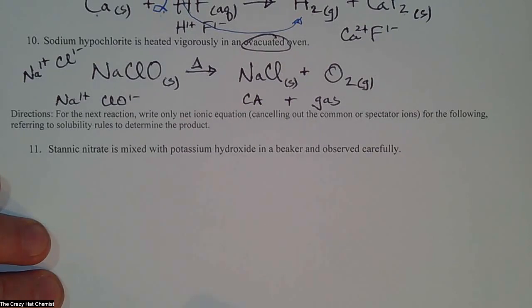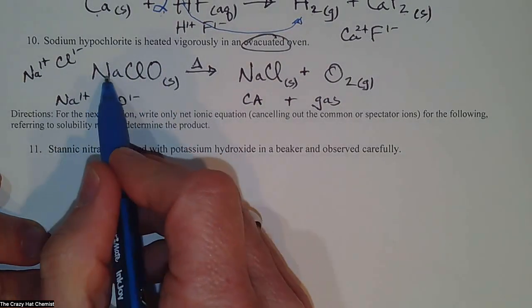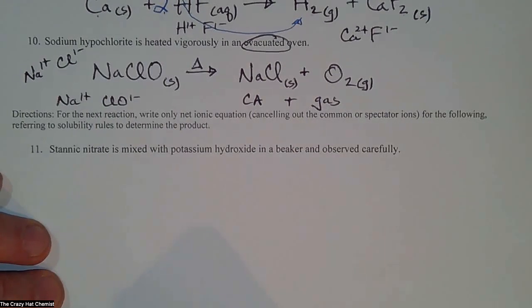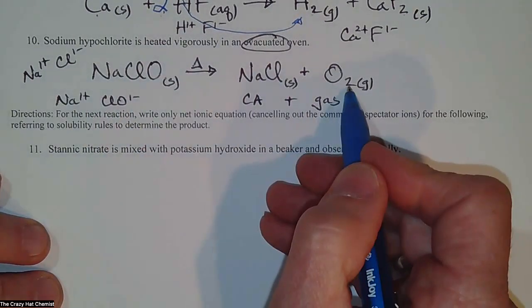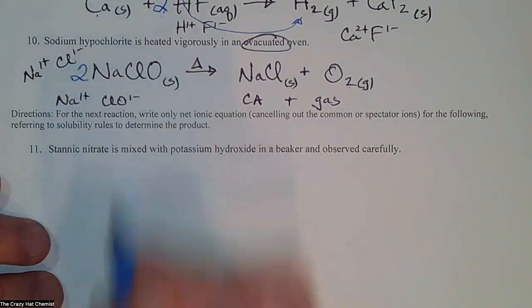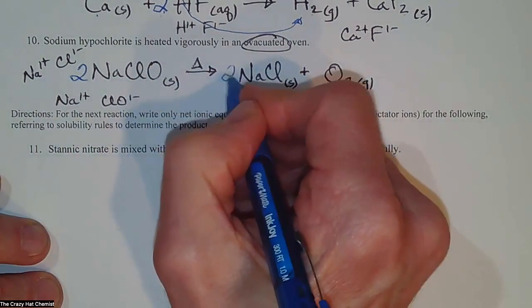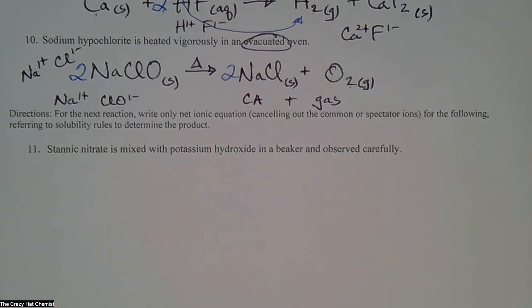Perfect. All right, now the next thing we need to do is balance this thing. And we start off with the most complicated thing, one sodium, one chlorine, the chlorines and the sodiums are balanced. The oxygen's 1, oxygen's 2. I'm going to put a 2 in front of the sodium hypochlorite. Consequently, I'm going to have to put 2 in front of the sodium chloride, and boom, now it's balanced.